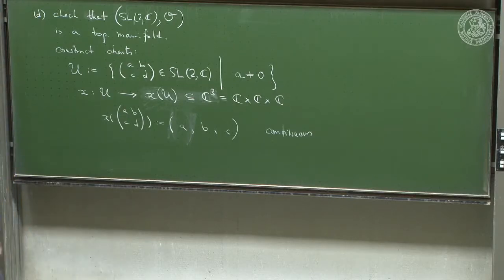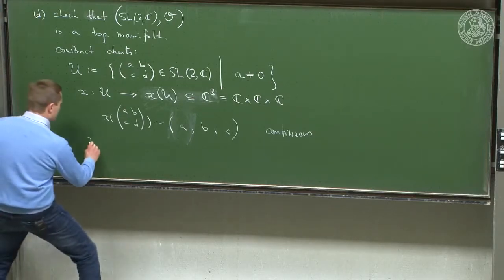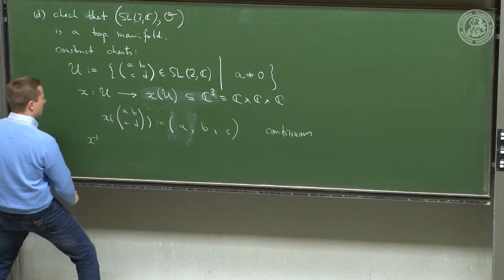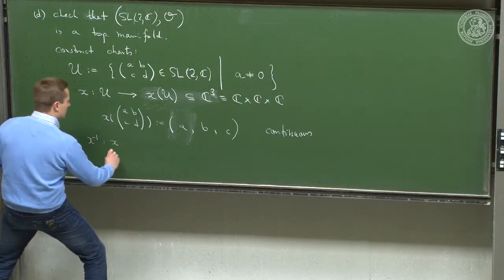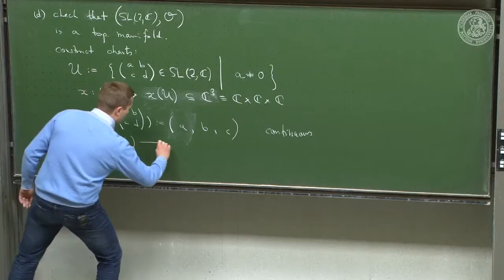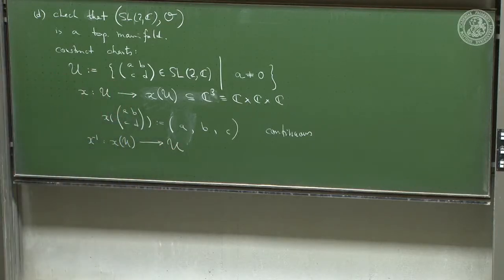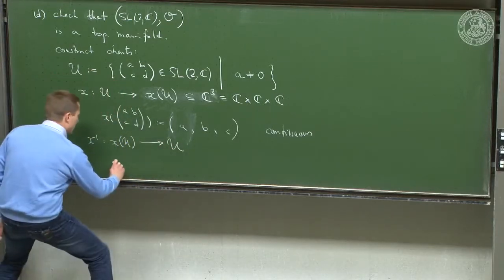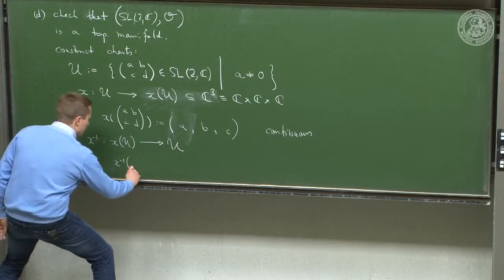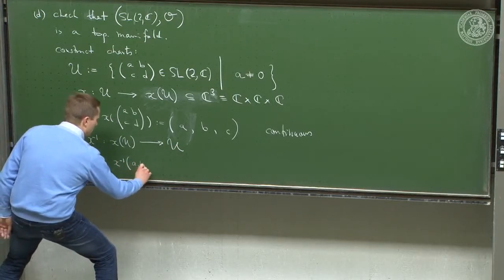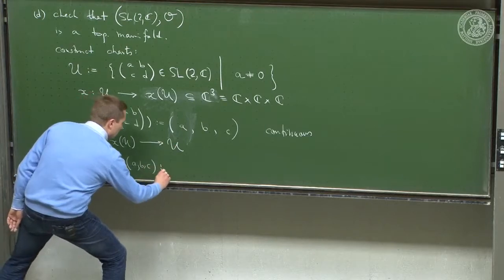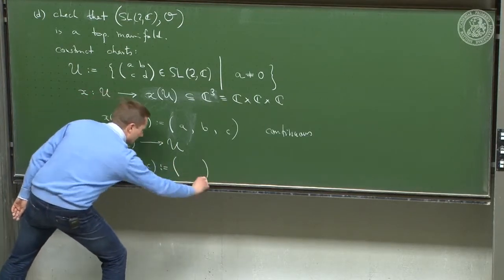So the question is, what is the inverse of this map? Well, let's write it down explicitly. I take the inverse of the x map. I start at x of u, and I go back to u. How do I do this? Well, obviously, I need to be able to feed the x inverse this triple A, B, C and to reconstruct from it an element in u.